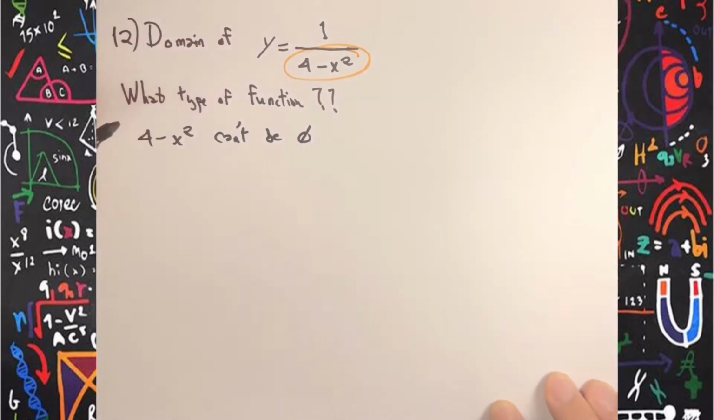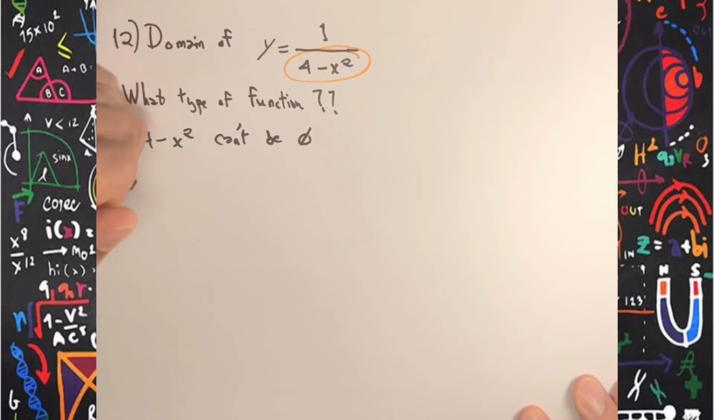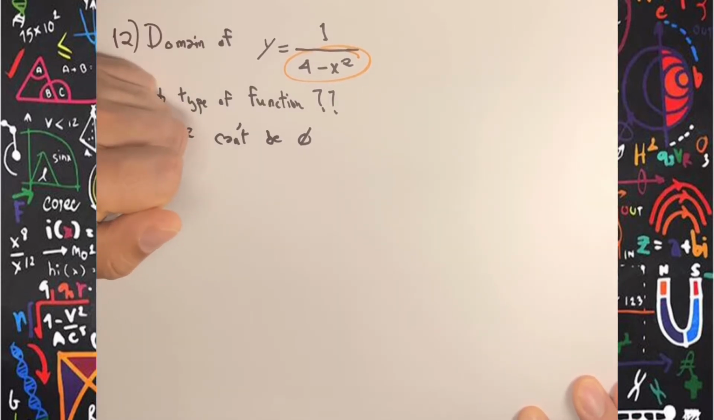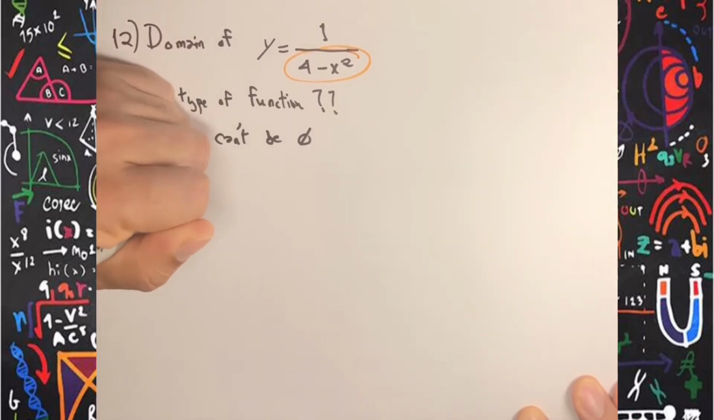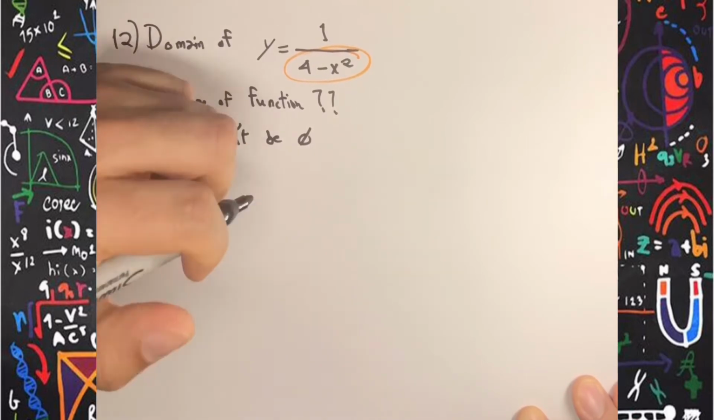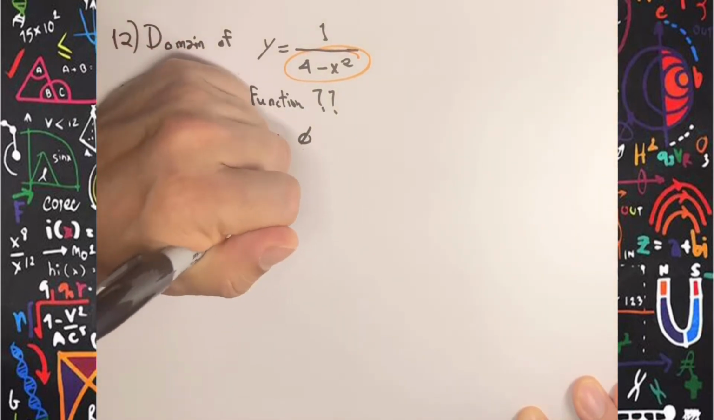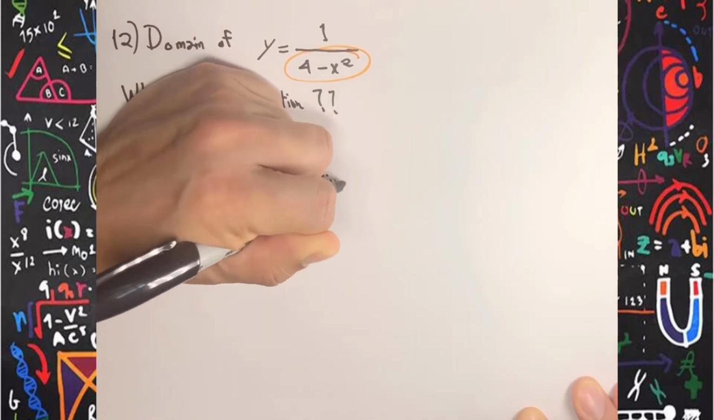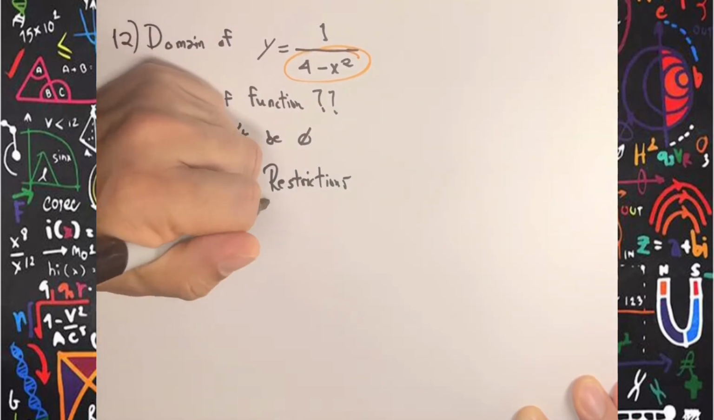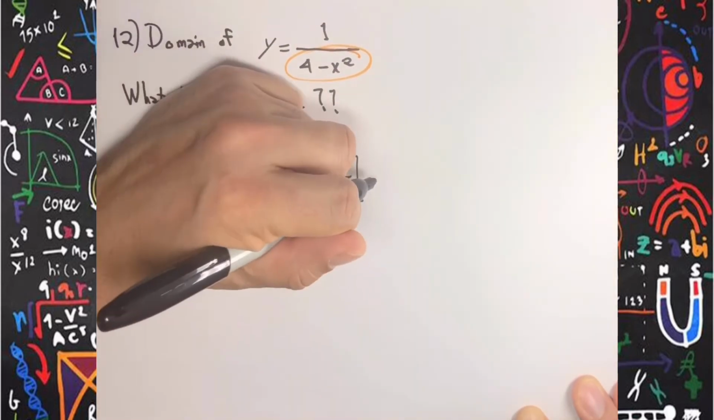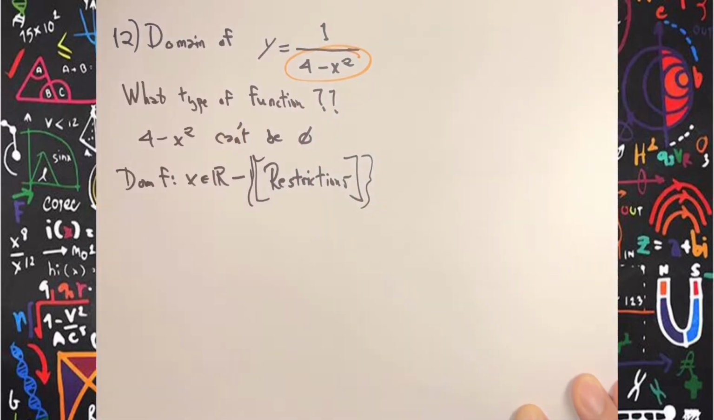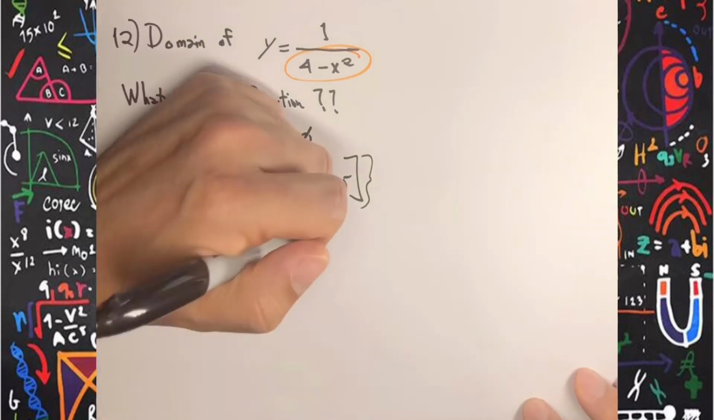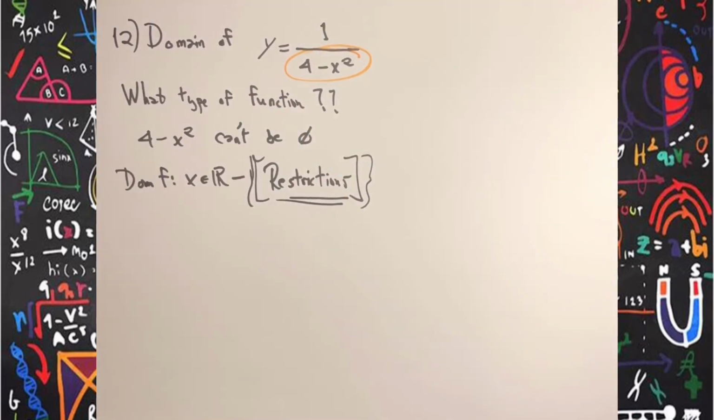4 minus x squared can't be equal to 0. Therefore, we can start by saying that the domain of this function f is going to be all the x's that belong to the reals, or all the real numbers, except for the restrictions that apply to this function. And the restrictions can be either an interval or specific values. We're going to look into this as we move forward in these types of exercises.